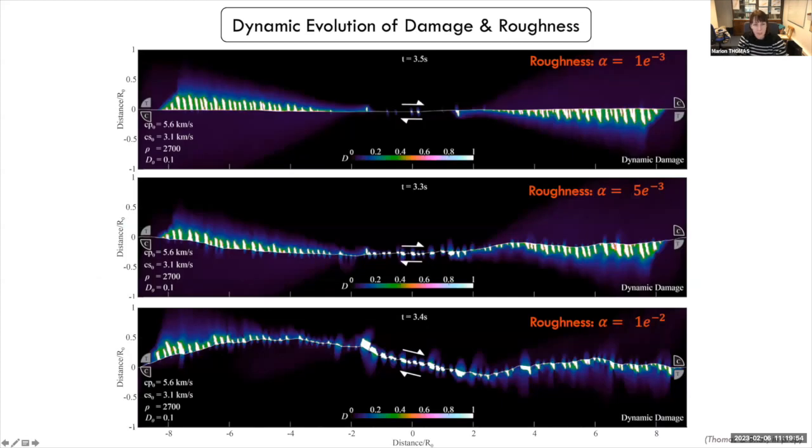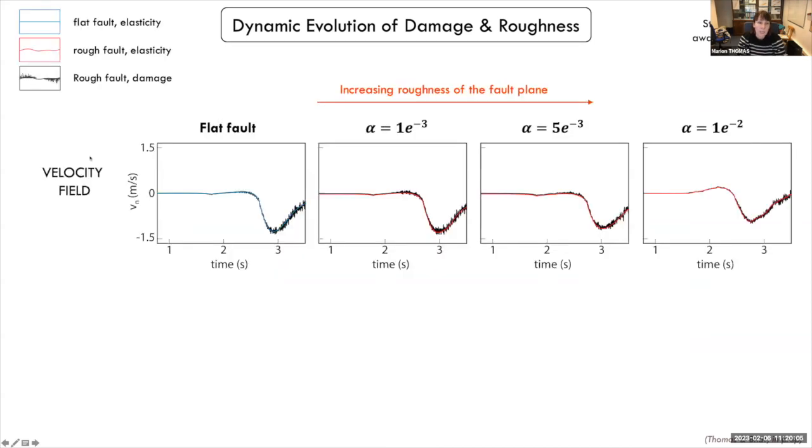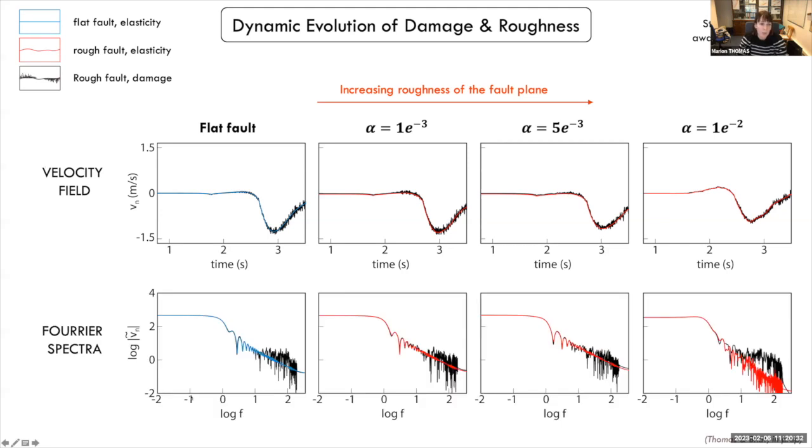Here again, I'm going quickly, but I explore different cases by increasing the roughness. I use the same value of roughness as before. And I'm going to compare three types of simulation: a flat fault with pure elasticity, a rough fault with elasticity, and a rough fault with damage. And here I'm plotting the velocity field for a station which is roughly 3 kilometers away from the fault. And here I'm increasing the roughness. If we are analyzing the frequency content, you can see here that we have high frequency content between 10 and 100 hertz on a rough fault only if we are adding damage.